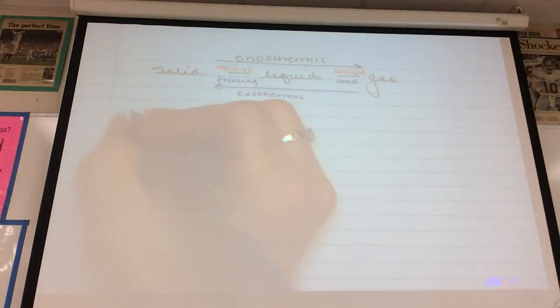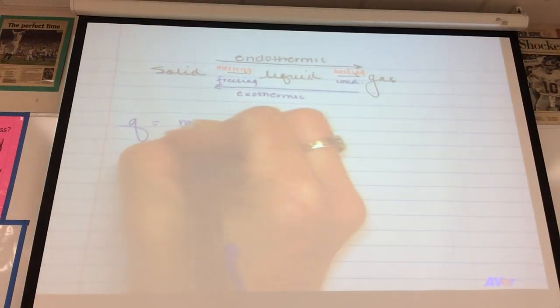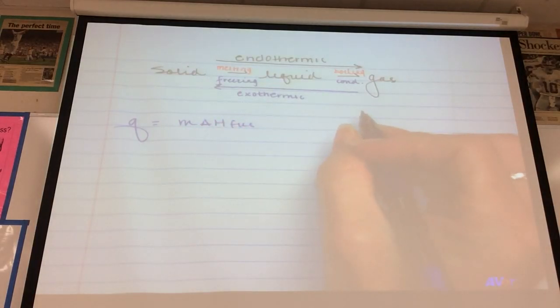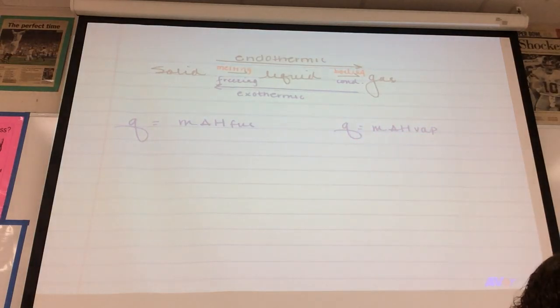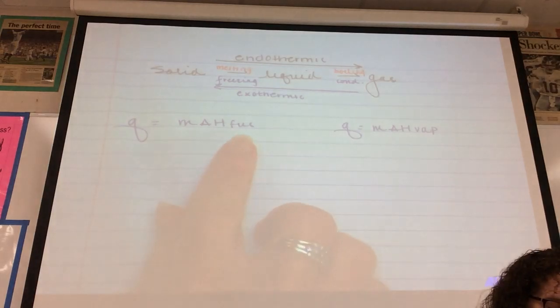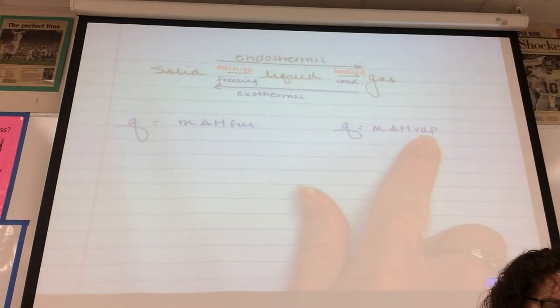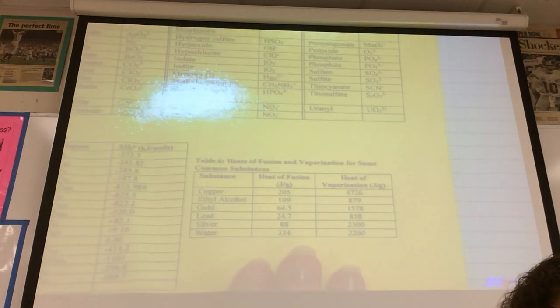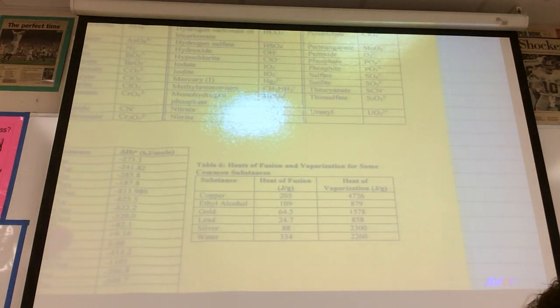So two formulas. You've got Q is equal to mass times delta H of fusion for freezing and melting. Q is equal to M delta H of vaporization for boiling, condensing, vaporizing, etc. And those heats of fusion and heats of vaporization can be found on the back of your periodic table in table 6. 6 substances listed. Heat of fusion in joules per gram.